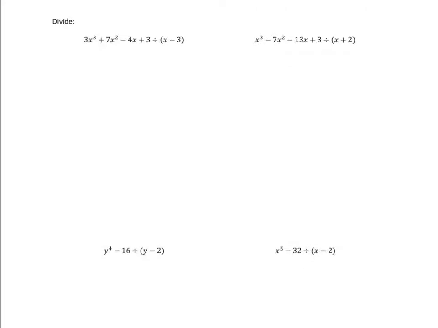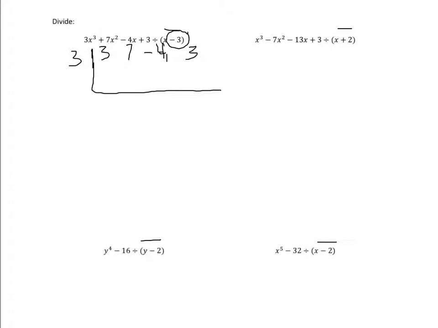Now, we're going to use synthetic division, and we can use synthetic division because we have a 1x to the first power minus 3 here, a 1x to the first power plus 2 here, a 1y to the first power minus 2 here, and a 1x to the first power minus 1 here. So, go ahead and write the upside down division bar. Now, because we have a negative 3 here, I'm going to put a positive 3 out here. That's part of the procedure. And then take the coefficients. We have 3x cubed, 7x squared, negative 4x to the first, and 3 as just the number.